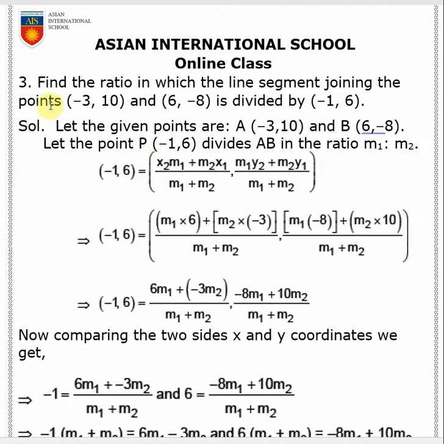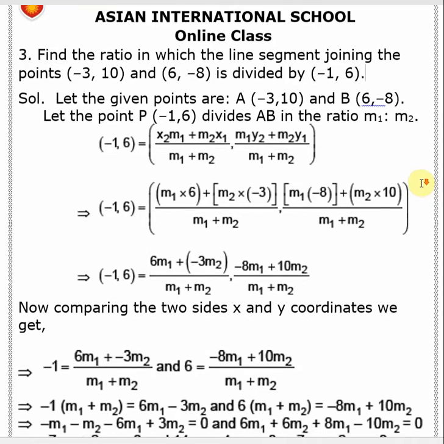One more sum. Number 3, find the ratio in which the line segment joining the points minus 3 comma 10 and 6 comma minus 8 is divided by minus 1 comma 6. That means here the coordinates of the point are given, but the ratio m1:m2 is not given. So in this, once again what we will do, straightforward sum, we will put all the values in our section formula and we will solve it and we will get the value of m1 and m2.